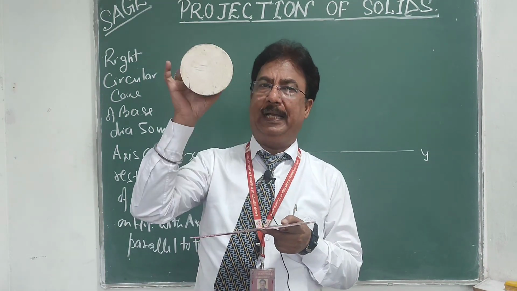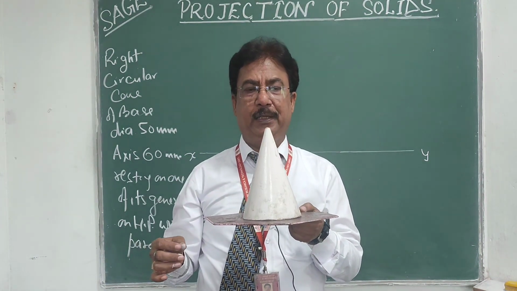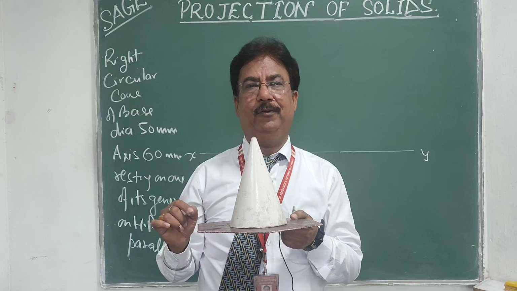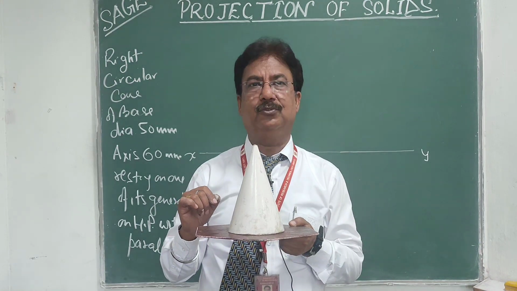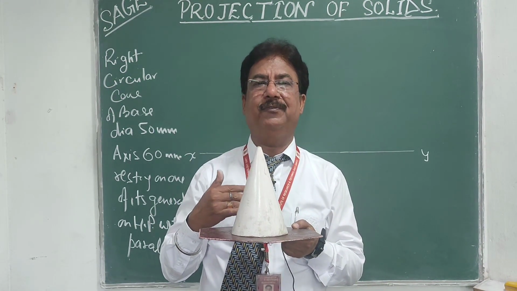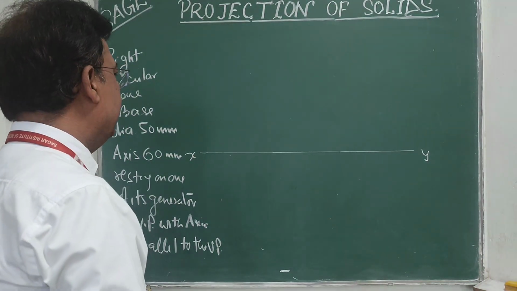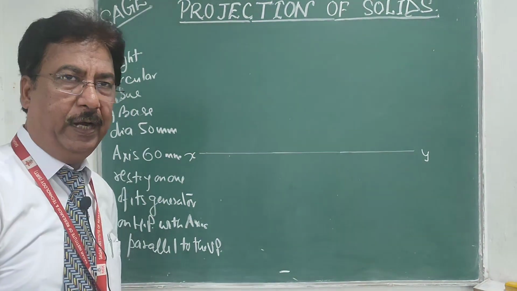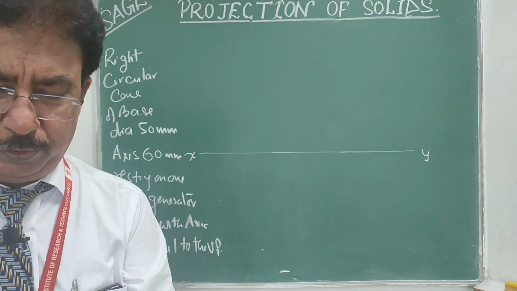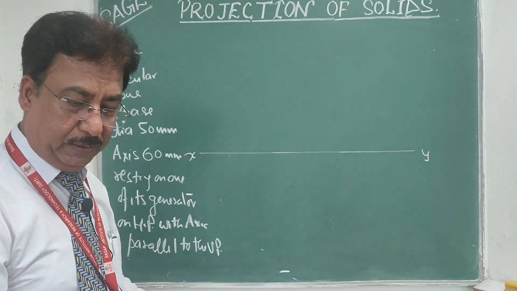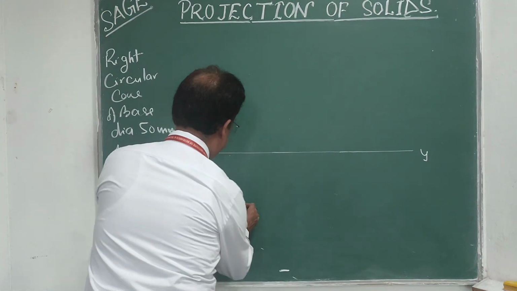Suppose this is my horizontal plane. I will keep this base on HP. Now the base is on HP, so the axis is perpendicular to HP. Its top view will be a circle of 50 mm diameter, and its front view will be an isosceles triangle. Initially I will draw the top view of the given solid, and with the help of the top view we will draw the front view, and later in the second stage I will make it inclined, or you can say I will make its generator lie on the HP. So I will start with the top view first.